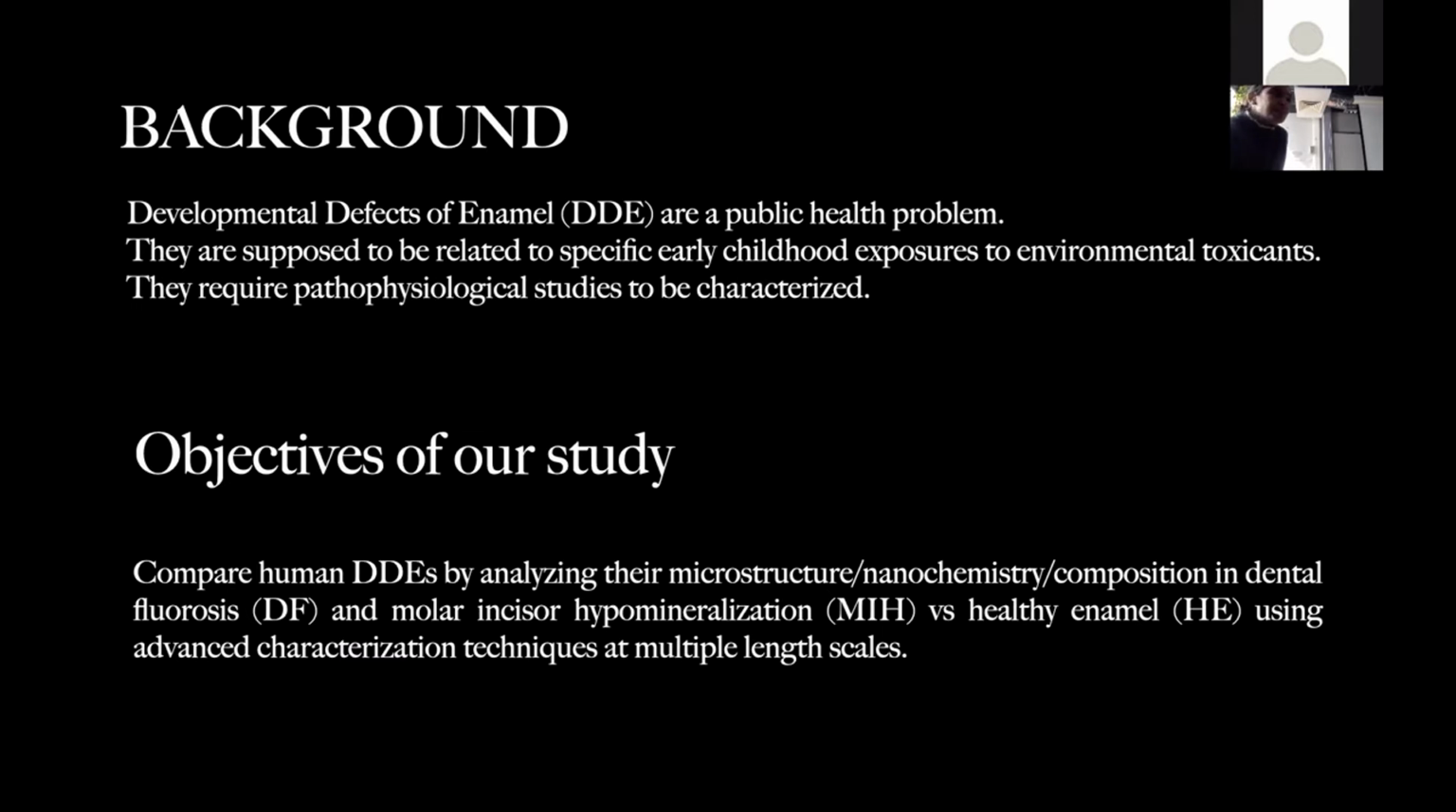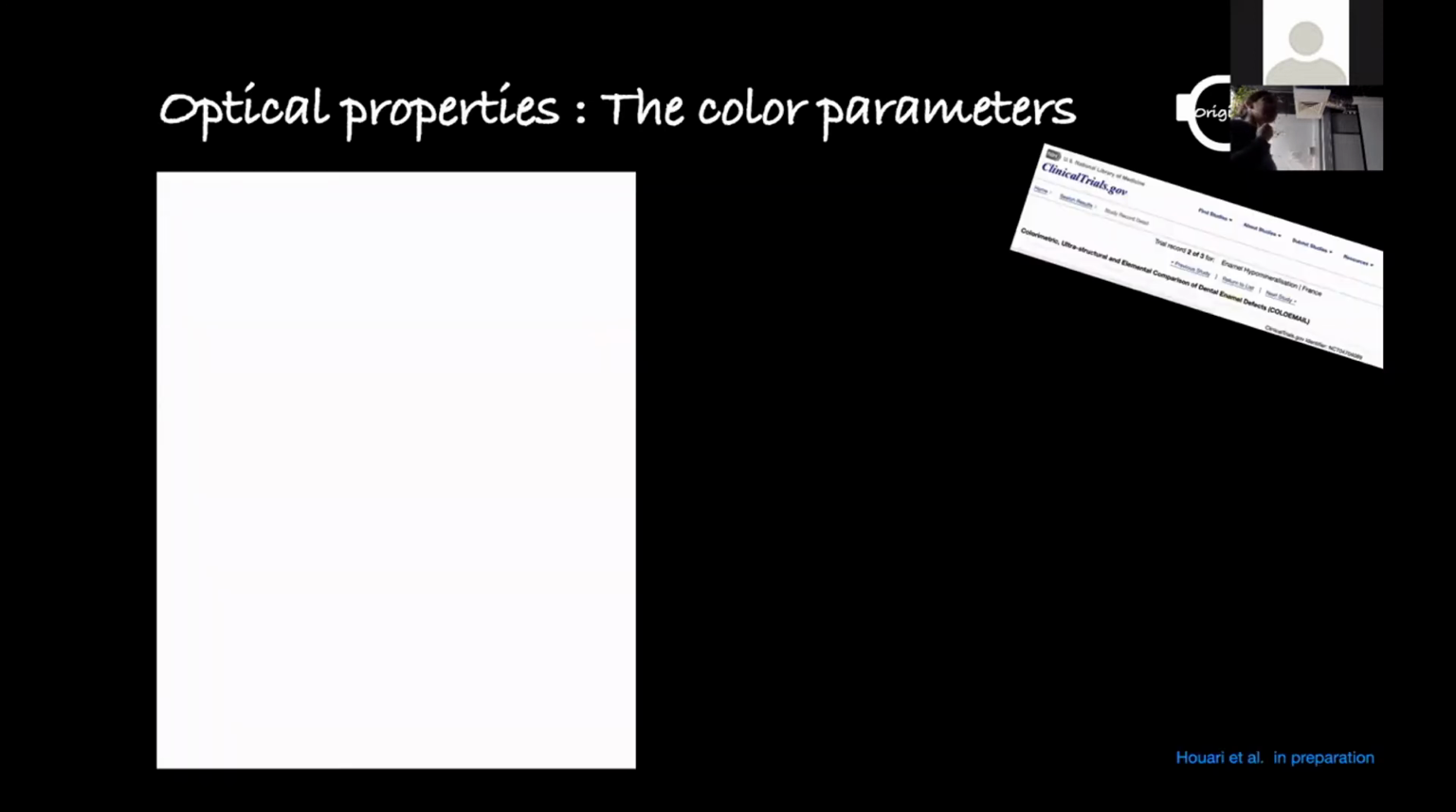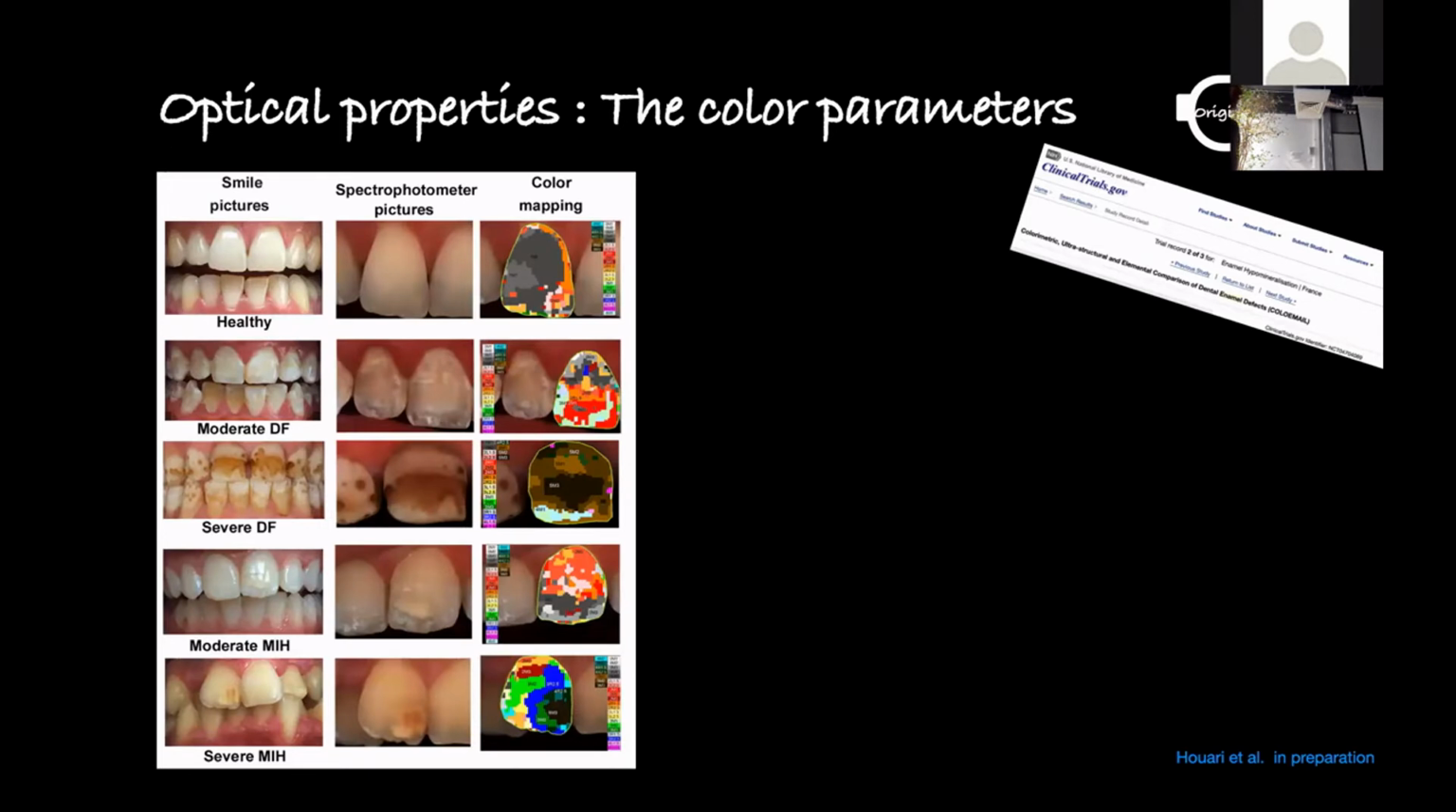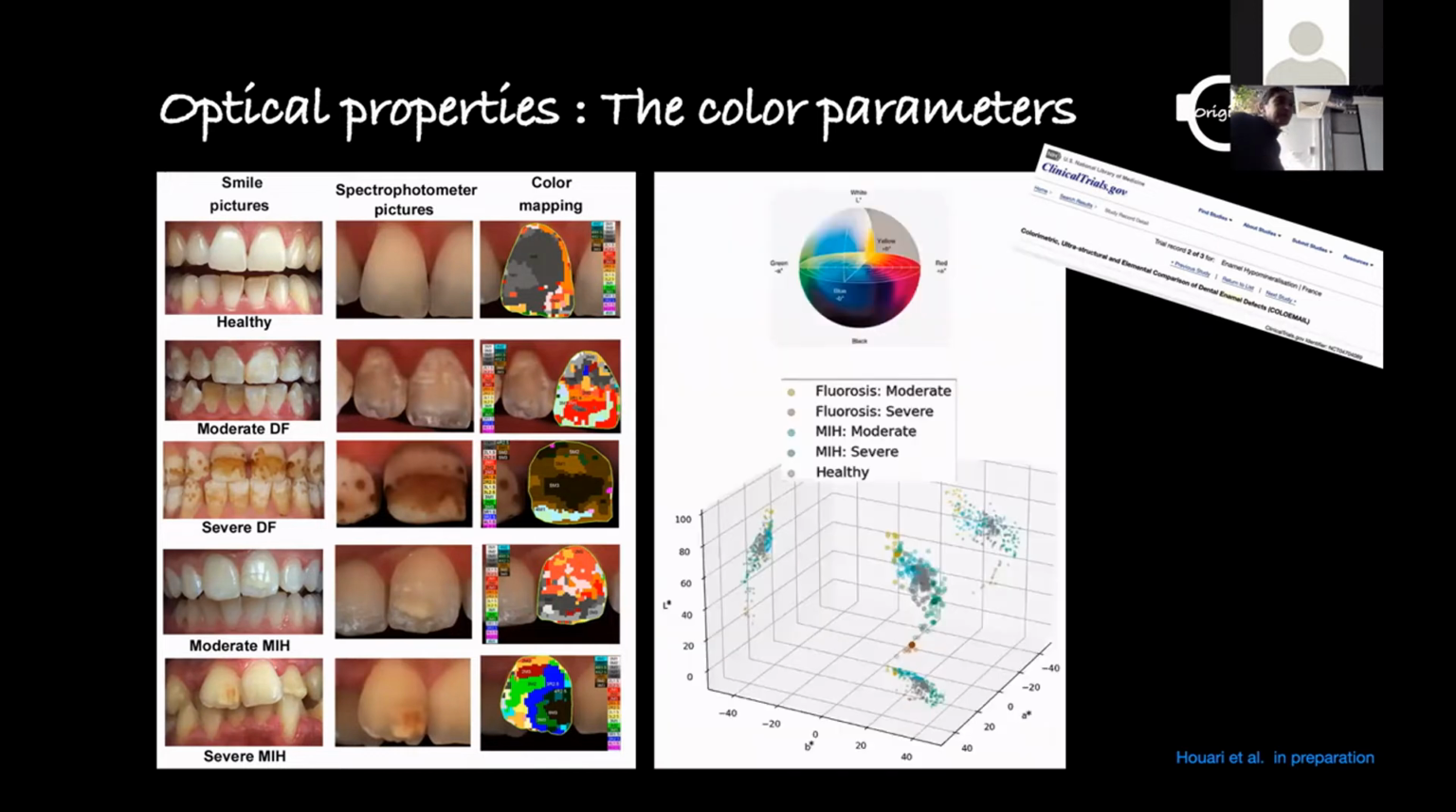So we did a systematic comparison between these two pathologies and healthy enamel, and we used some advanced techniques at multiple length scales. The first part of our study concerns the optical properties, and we didn't just characterize these pathologies by classification, but we also used a clinical spectrophotometer to quantify the color parameters of these pathologies.